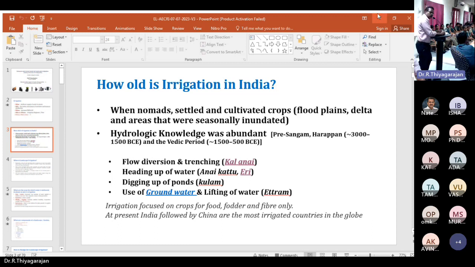Also welcome those who are online for this endowment lecture, because this endowment lecture has been going on at the university level, where the Dean, School of Postgraduate Studies, is continuously organizing this for the benefit of the students.